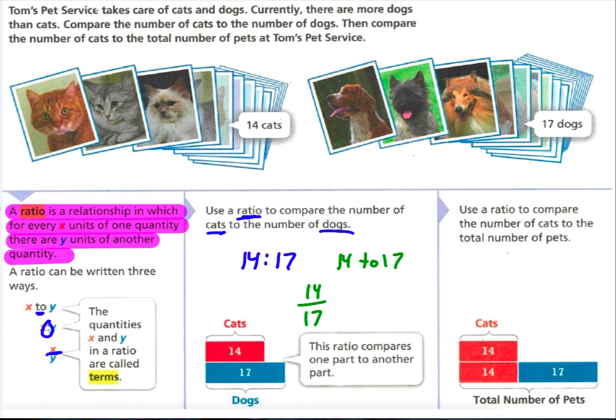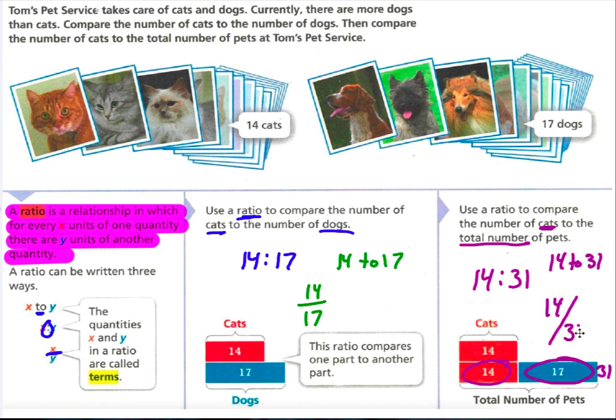Over on the right, it says, use a ratio to compare the number of cats to the total number of pets. So we want cats to total number. Well, there are 14 cats, so 14 for cats. The total number is the cats plus the dogs, which gives us 31. So 14 to 31, or 14:31, or 14 over 31. So you're simply saying how many of one thing to how many of the other. Keep them in the appropriate order, in whatever order they asked.